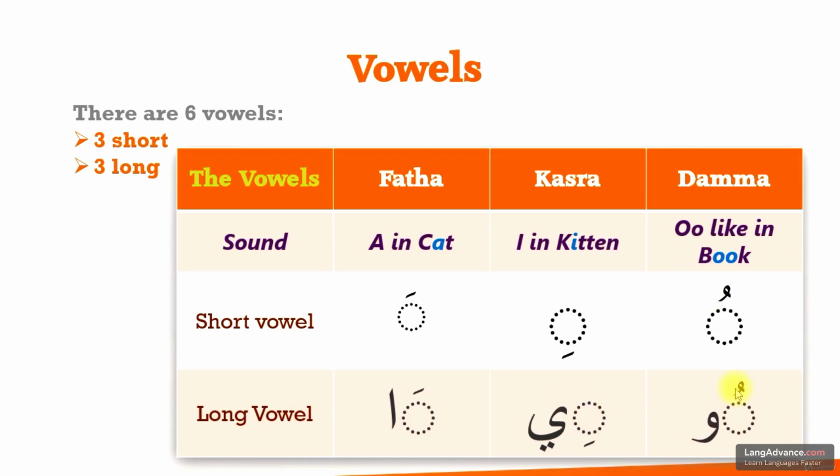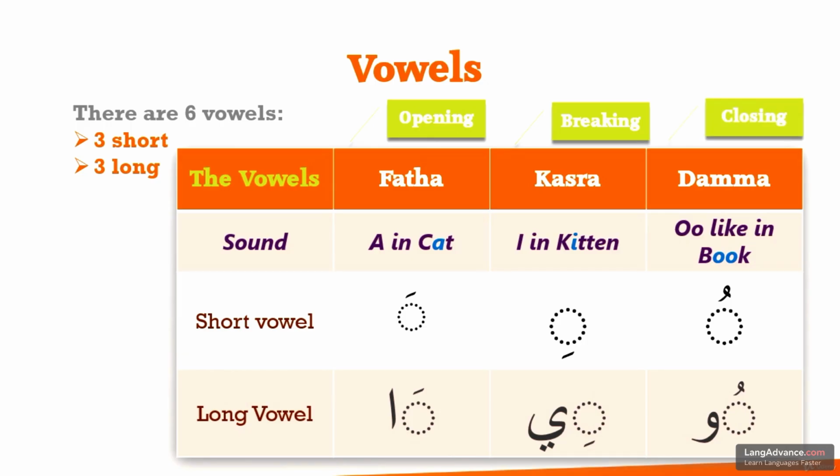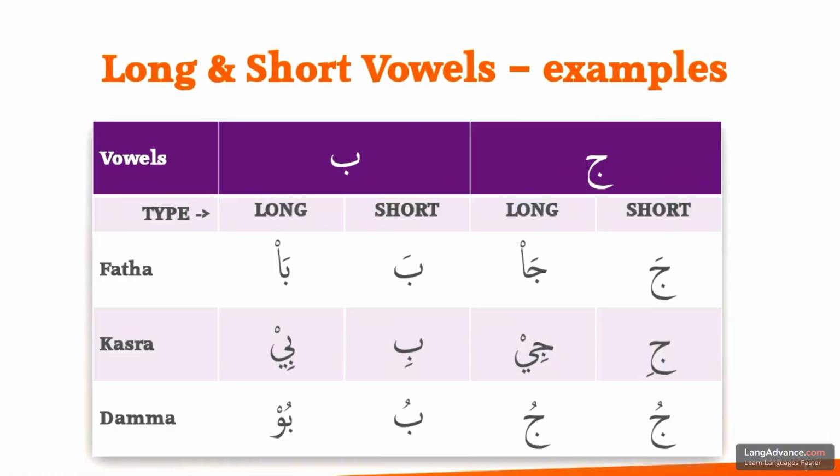And dhamma on top of a letter and a waw becomes a long dhamma. It sounds like oo. Fatha means opening. Kasra means breaking. And dhamma means closing. This is an example where we have 2 letters, ba and jim, that we apply the vowels to.